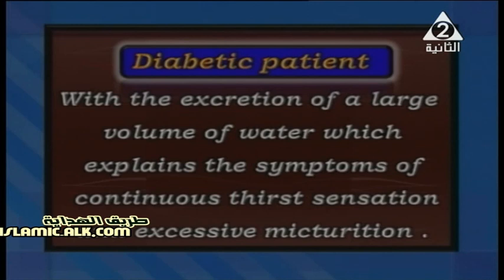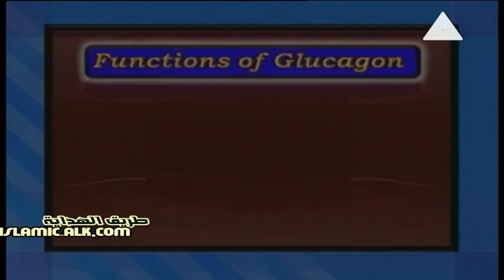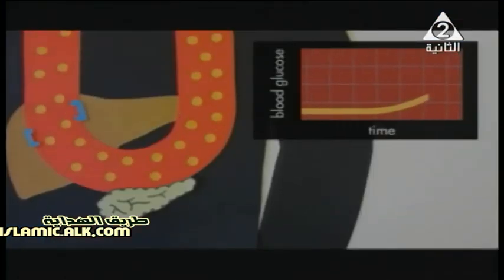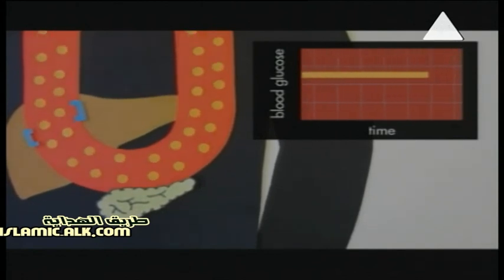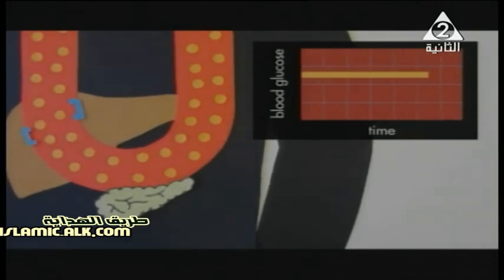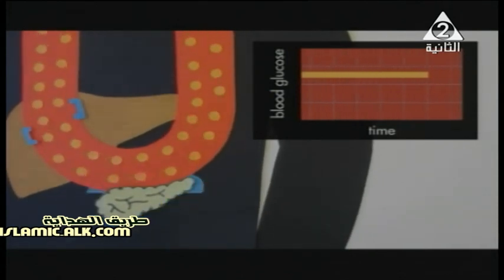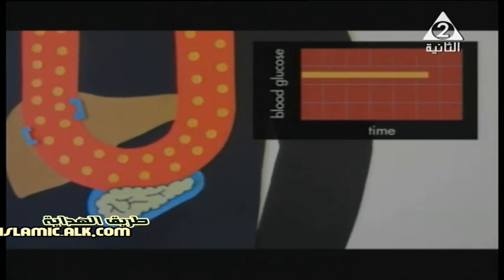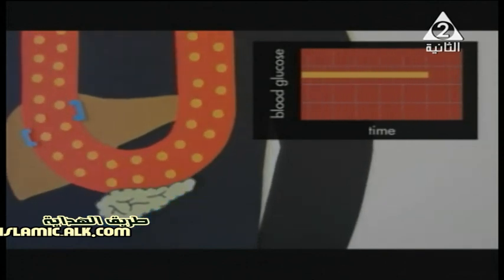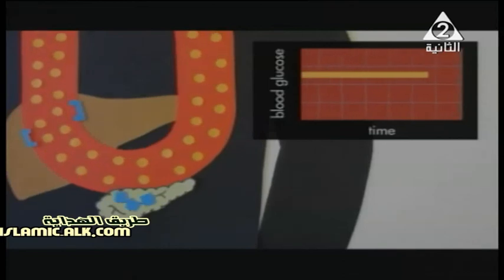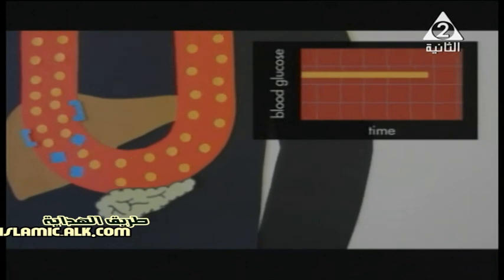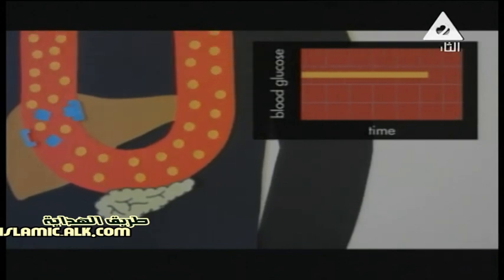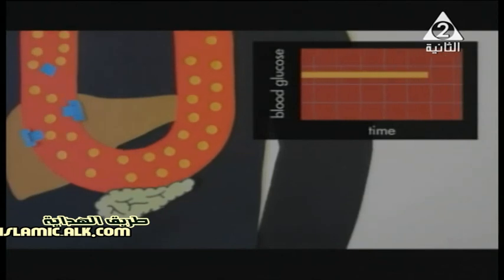The functions of glucagon. Glucagon antagonizes the action of insulin, or works, as we said, contradictory to insulin, where it increases the glucose level in the blood. It takes the large amount that's stored by the insulin inside the liver and makes it available in the blood, increasing the glucose level in the blood. Through what? Through the conversion of glycogen to glucose, but only in the liver.